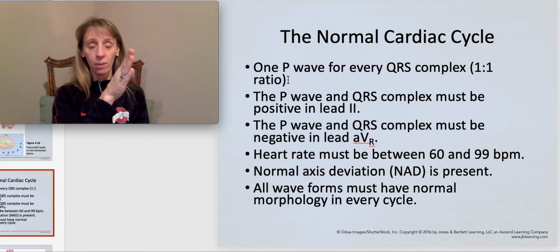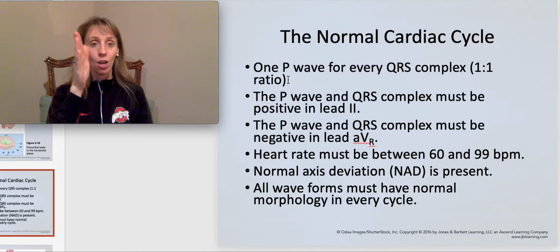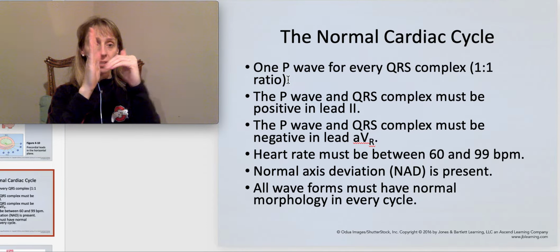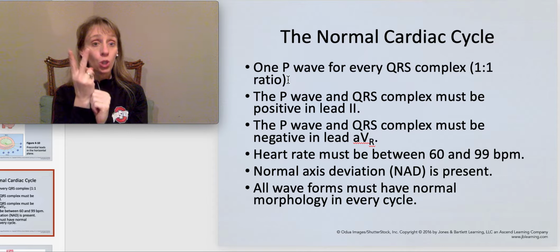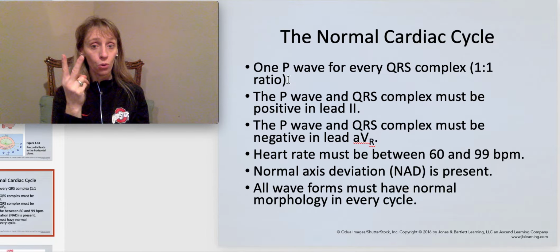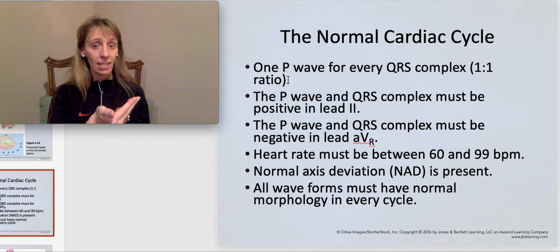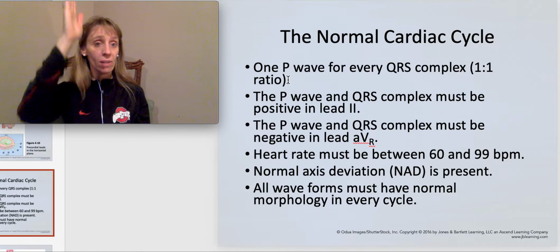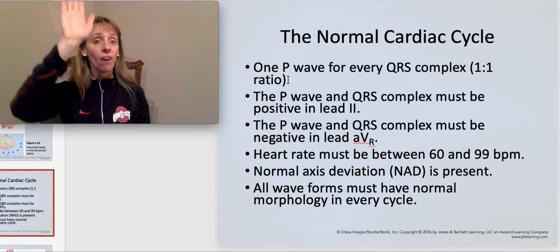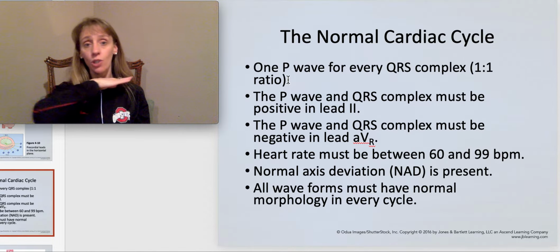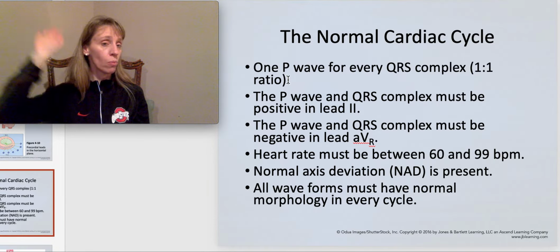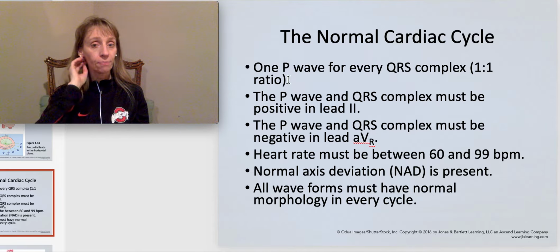So in order for us to have a normal cycle, we want only one P wave. You don't want more than one P wave. You don't want more than one QRS. So a P and a QRS. Then in lead 2, Roman numeral 2, you want to make sure that the P is positive. It's not inverted and flipped upside down. And the R wave must be positive as well. If either of them are negative, in lead 2, we don't have normal sinus rhythm. We have something else we'll look at later.